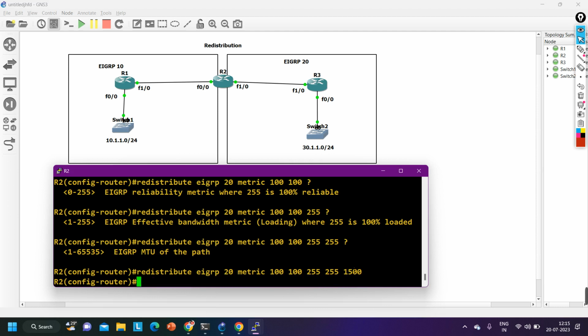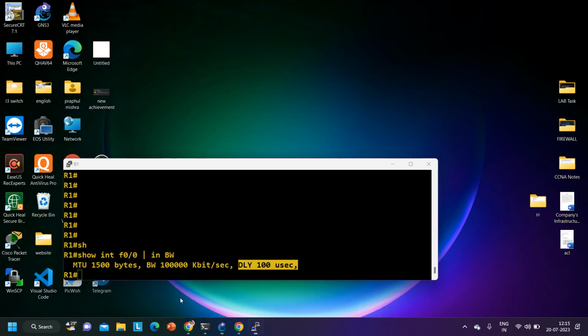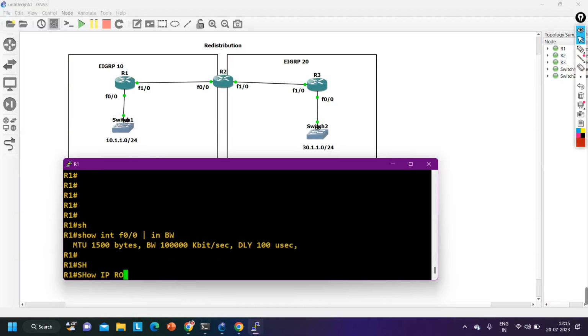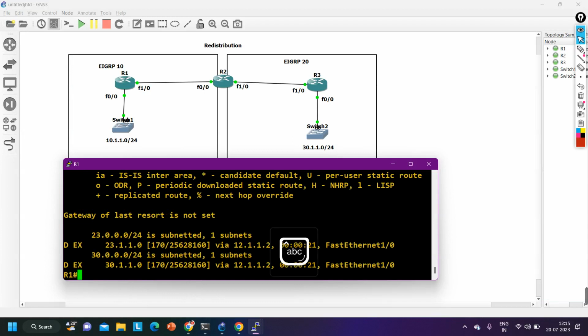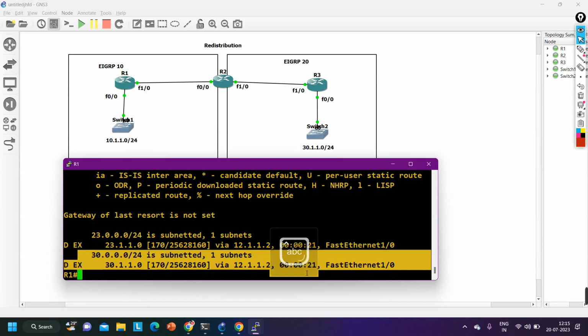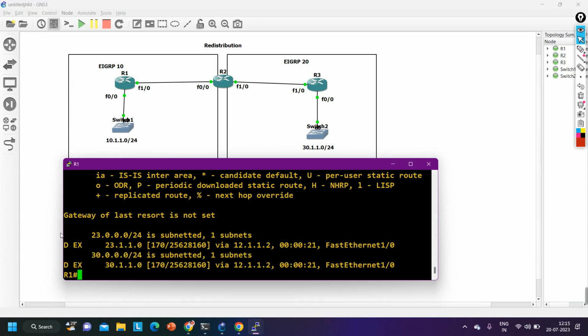That's it. Now what will happen after running this command? It will redistribute all prefixes of EIGRP 20 into EIGRP 10 with these values. And now if you check on router number 1, show IP route EIGRP, we are able to see we have one external prefix, that is 30.1.1.0, and the symbol is D EX. EX stands for external. Now this is not an internal prefix, this is an external prefix. That's why the AD value is not 90, the AD value is 170. Done.